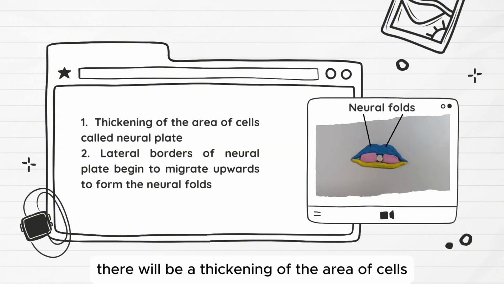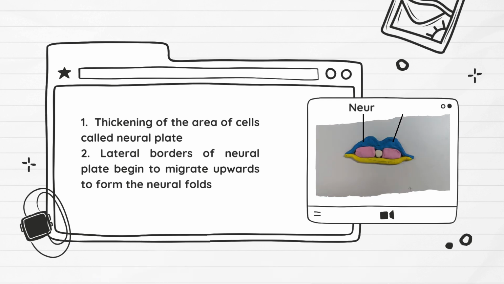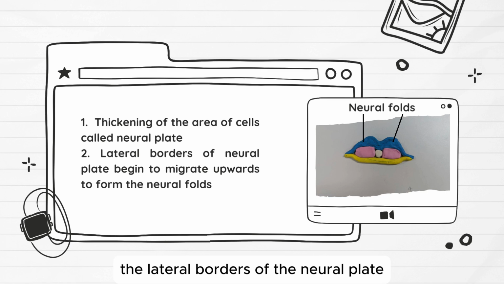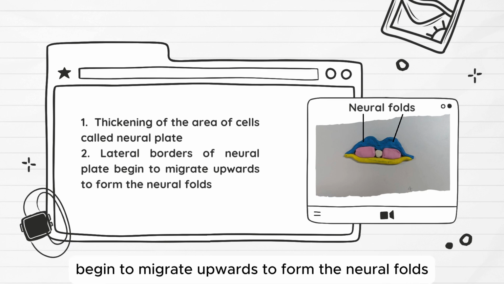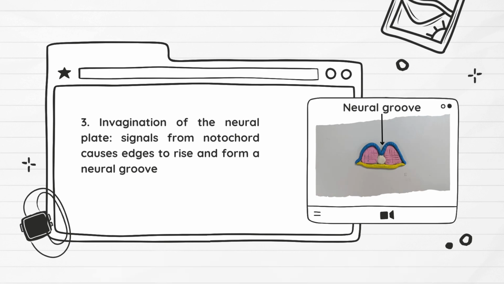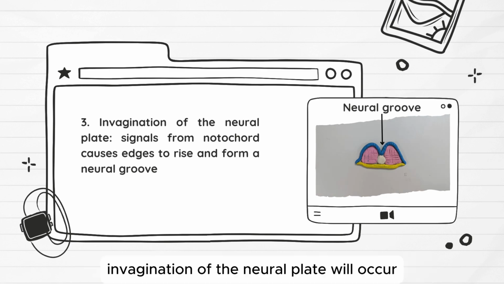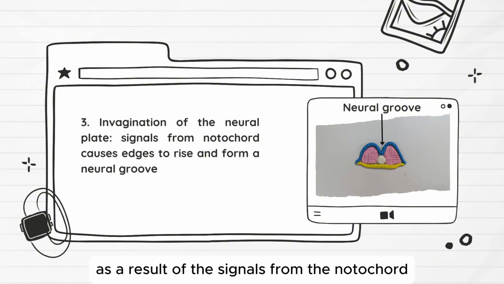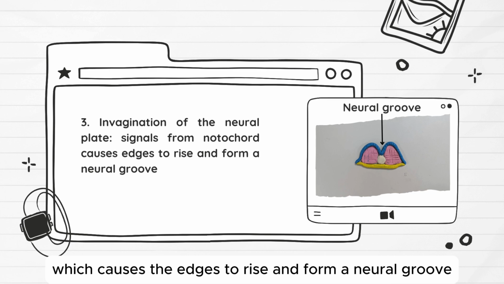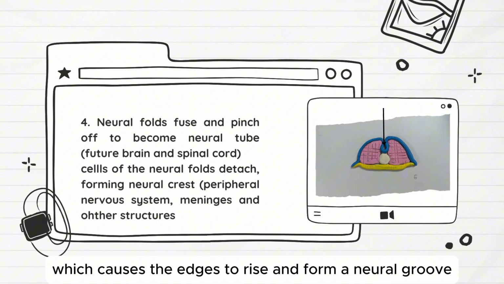Next, there will be a thickening of the area of cells called the neural plate. The lateral borders of the neural plate begin to migrate upwards to form the neural folds. Invagination of the neural plate will occur as a result of the signals from the notochord, which causes the edges to rise and form a neural groove.